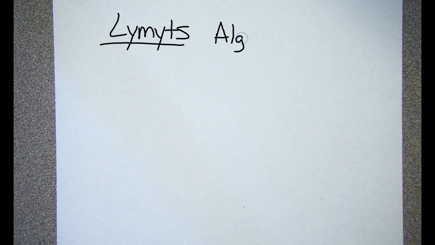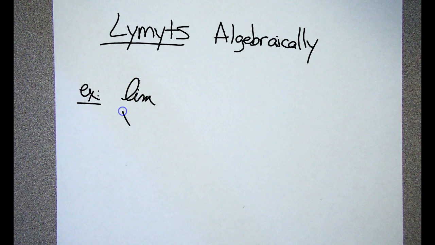Hello class. Finally figured something out. Limits algebraically. Again, and always, what are limits finding? Y values. That's why we spell it with a Y, to hopefully remind you of that. The easiest type, you'll get some of these maybe on your homework. I don't think I've ever seen one of these on the AP test. I could be wrong, though.